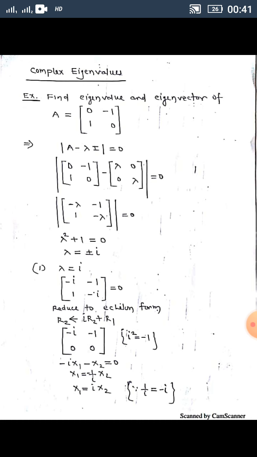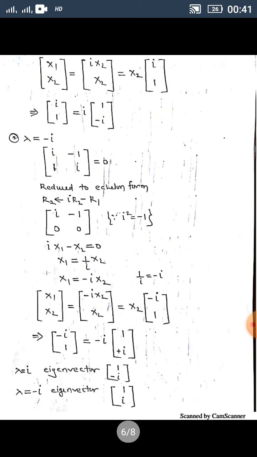Now see here. The first place is of x1, second is of x2. Minus i x1 minus x2 is equal to 0. So x1 is minus 1 upon i x2. We also know 1 upon i is minus i. So minus minus becomes plus i. So x1 is i x2. Now we write the x vector as x1, x2. x1 is i x2. We take x2 common, so what remains is (i, 1) as an eigenvector.